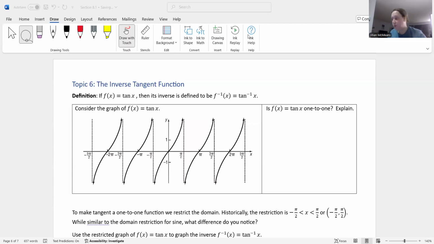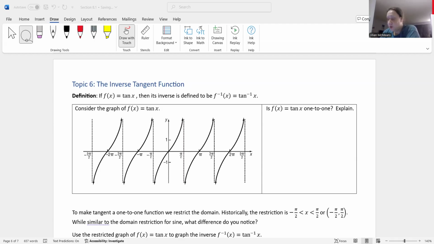Okay, for topic 6, we need to talk about the inverse tangent function. So hopefully we can scoot through this one without going over some of the general background information, because at this point we've seen inverse sine and inverse cosine. Some of this stuff we're getting more comfortable with. Okay? So the definition here: if f of x equals tangent of x, then its inverse is defined to be f inverse of x equals inverse tangent of x. That shouldn't surprise you. We had basically the exact same definition for inverse sine and inverse cosine.